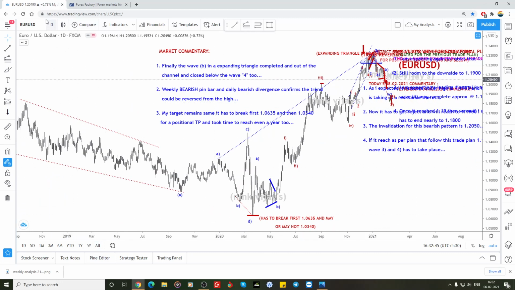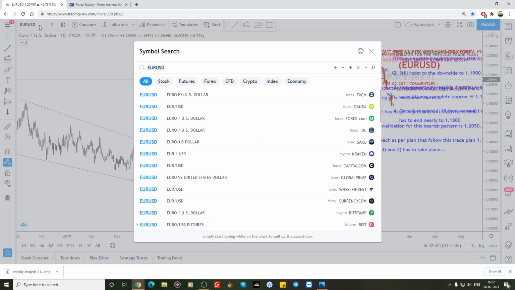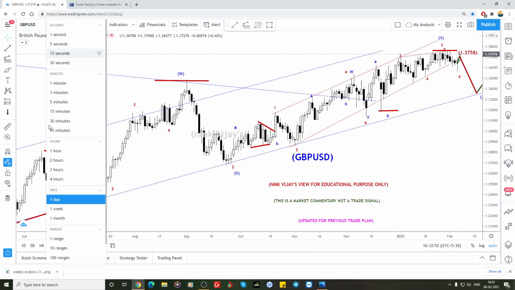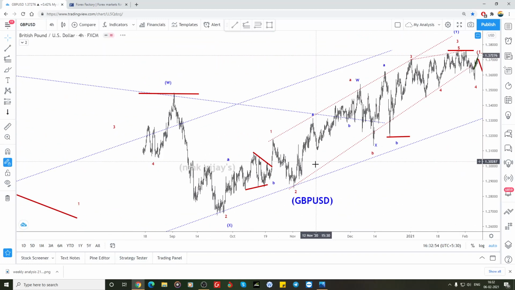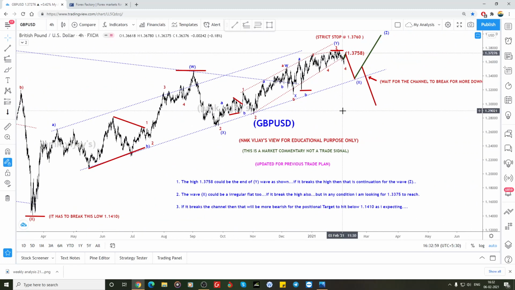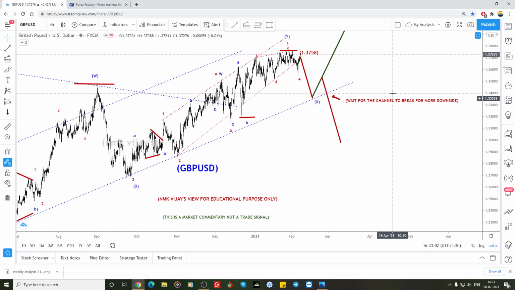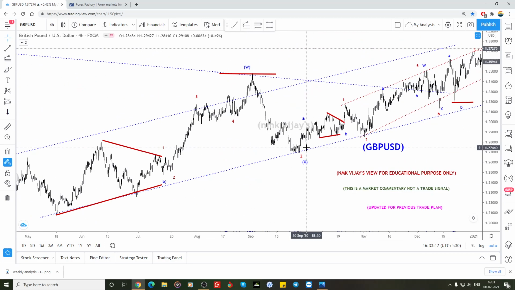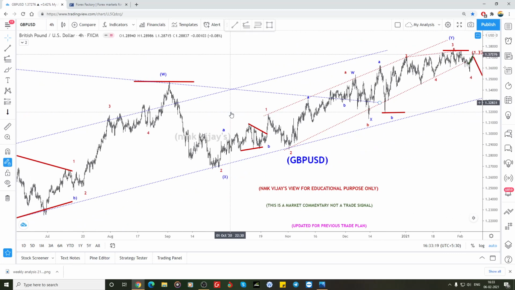So here, GBP USD, the same thing. I said my target is 1.3850, right? And this is also one valid count I got, and I already posted and shared my view. This is the strict stop loss. If it crosses this, then definitely it can touch 1.4 also. This is the W and this is the X. This is perfect. Now it's looking like the Y wave is an ending diagonal or diagonal pattern.